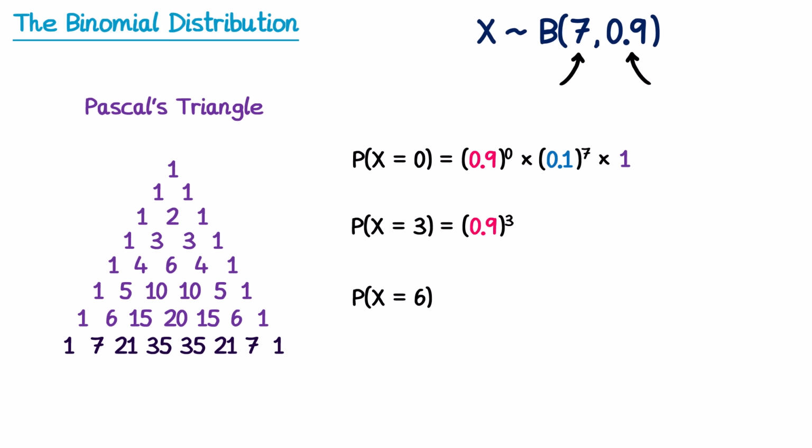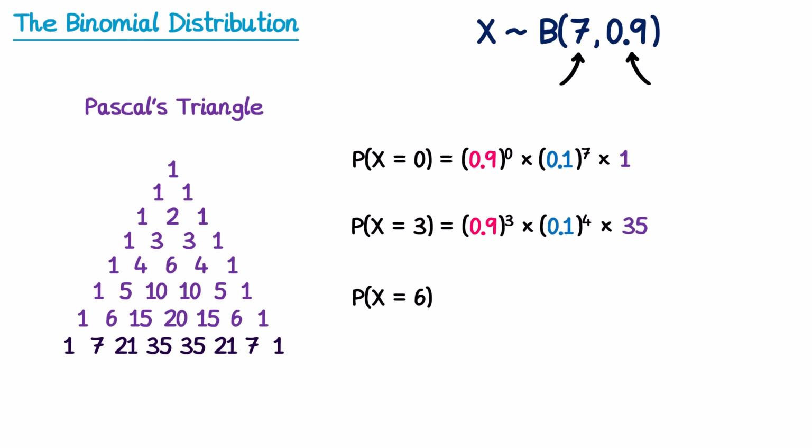For the probability that x is equal to 3, we want 3 successes, so 0.9 to the power 3, and since there are 7 trials in total and we've been successful 3 times, we must fail 4 times. So we'll do the probability of failure 0.1 to the power 4. We then use Pascal's triangle to work out the number of ways of doing this. So in this 7th row, we need to go along to the number corresponding to 3 successes. We must remember that the first number corresponds to 0 successes though, so it's not the 3rd number, but actually the 4th number, so this 35 here. So we would multiply this by 35.